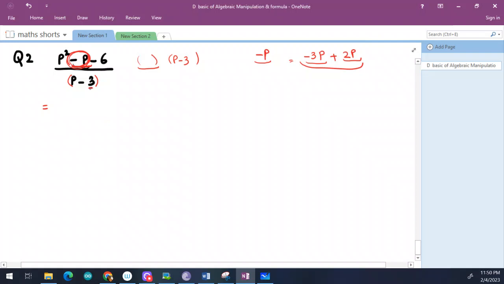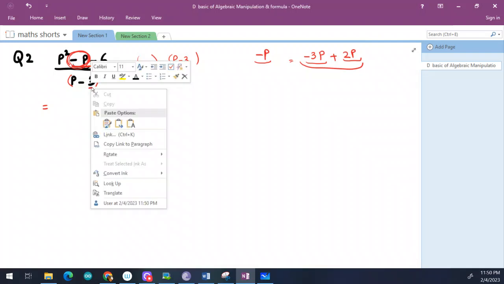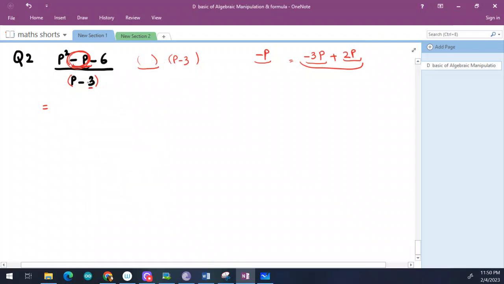I'm repeating it. This 3 is the trick. We want p minus 3 as a term in the numerator. So that's why I take minus 3p. Then we think of how much we need to add and subtract to get this. So p square, this minus p will be replaced with minus 3p plus 2p minus 6 over p minus 3.